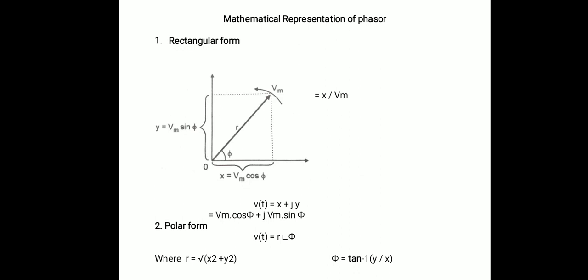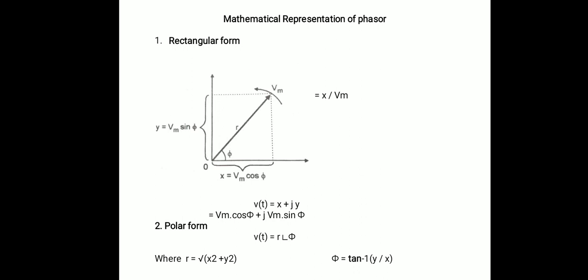A phasor is a straight line with one arrow indicated at one side. The arrow indicates the direction of rotation of the phasor, which is the anticlockwise direction, and the length of the phasor is equal to the peak value of the sinusoidal quantity. One phasor is shown in the diagram. There are two axes, x and y, and in between there is one phasor drawn, and the length of that phasor is r. That bold line is nothing but the phasor.